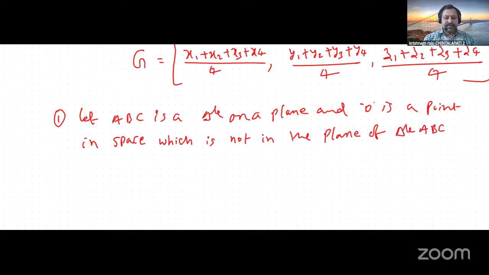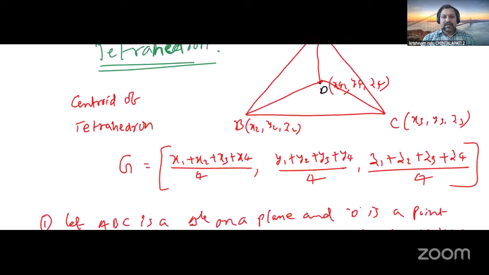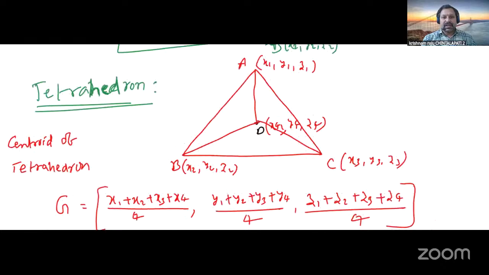Then ABCD is called tetrahedron. So this is the definition. Clear, everybody? Right? So draw this diagram. So this is the diagram. ABC is on the plane, D is on the space. So line joining AD, BD, CD. Then what you form, this closed figure is called a tetrahedron.